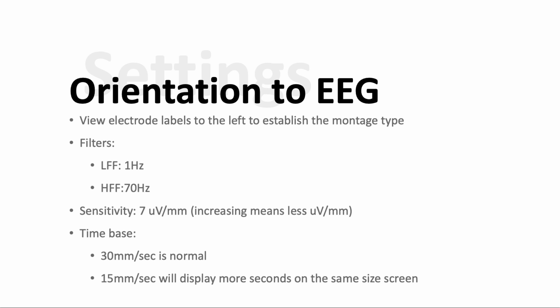With regard to the time base, 30 millimeters per second is the normal time base. Similar to the sensitivity, when you go down in the number, it's kind of similar in time base. When you go down in the number, you're now compressing the recording, so you're seeing more seconds on the same screen size. With 15 millimeters per second, you're seeing twice as much of the recording on the same screen size.